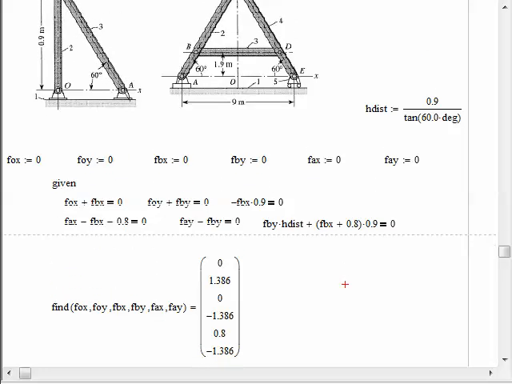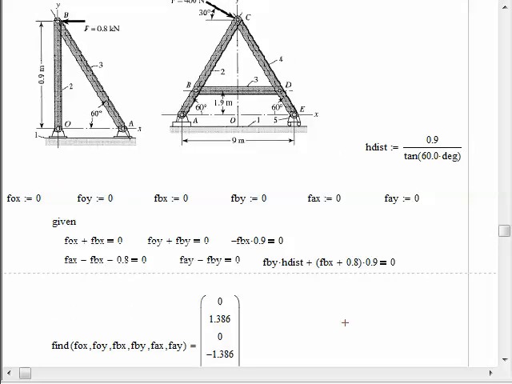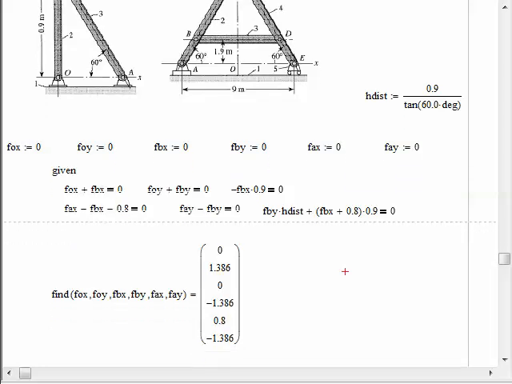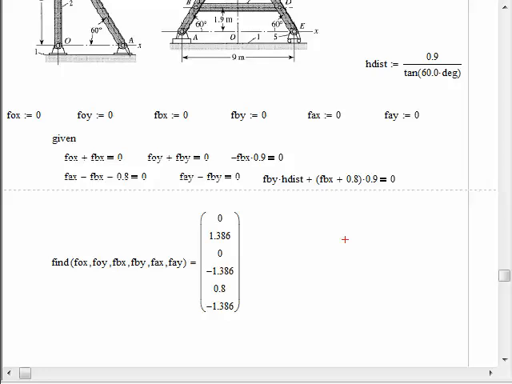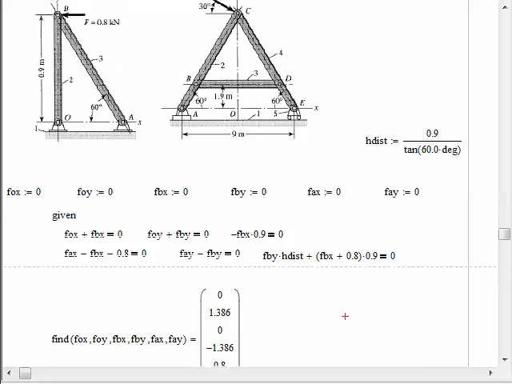Okay, and it says that FOX and FBX are both 0, and that makes sense because this is also a 2-force member, so there must be a force only along the length, and those forces must be equal and opposite, and those would be the Y forces, 1.386, 1.386. Okay, and then on this link, the only horizontal force we have, since there is no pin horizontal force, is the 0.8 reacted by an FAX at 0.8, and then the Y direction force at point A must equal the Y direction force here.